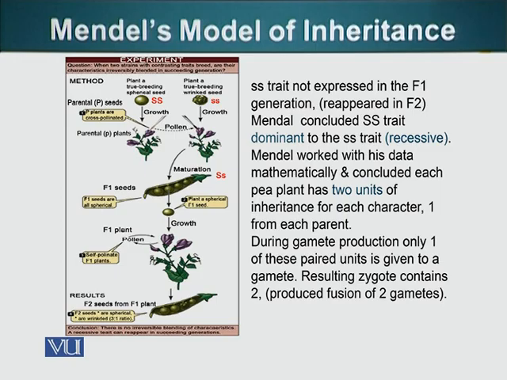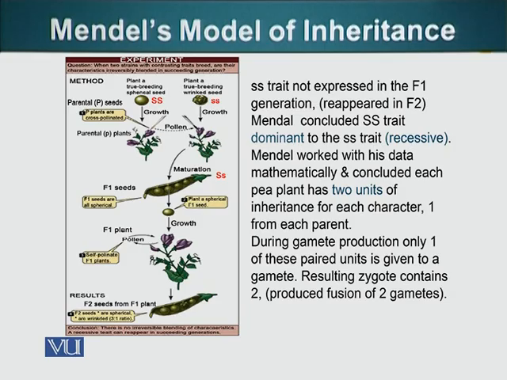Mendel concluded that the spherical seed trait was dominant over the wrinkled seed trait because the spherical seed trait had masked the effect of the wrinkled seed trait. Mendel worked with his data mathematically, looked at the statistics, and concluded that the P plant must have 2 units of inheritance for each particular character, and the offspring got 1 trait from each parent. I will explain that with the help of this diagram also.